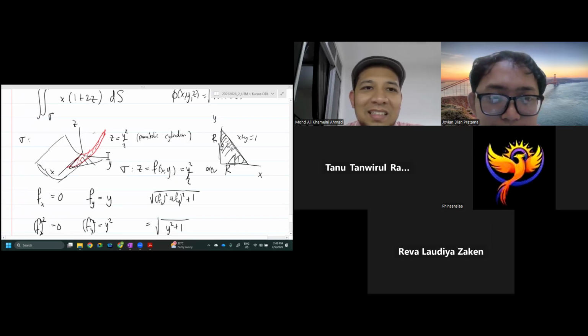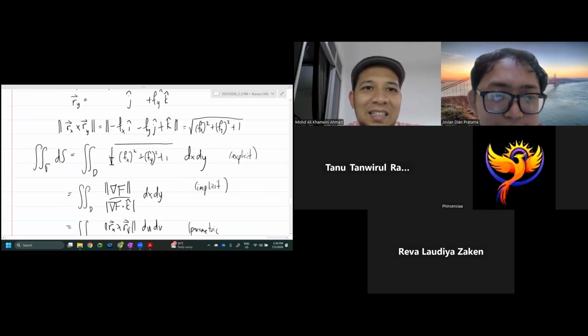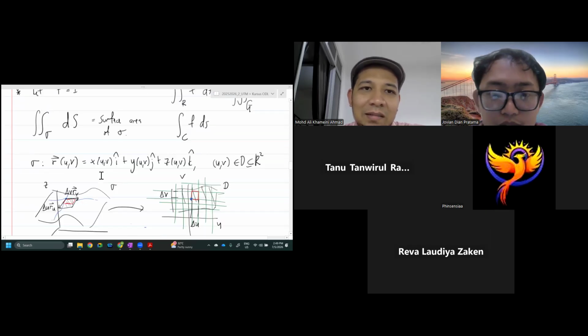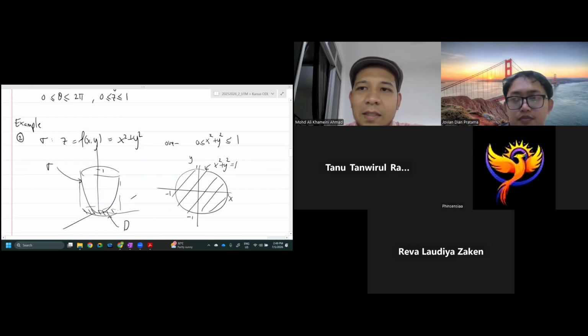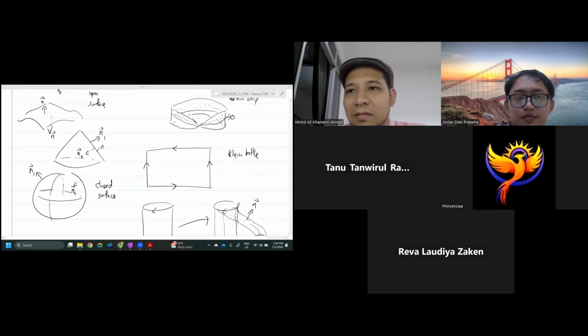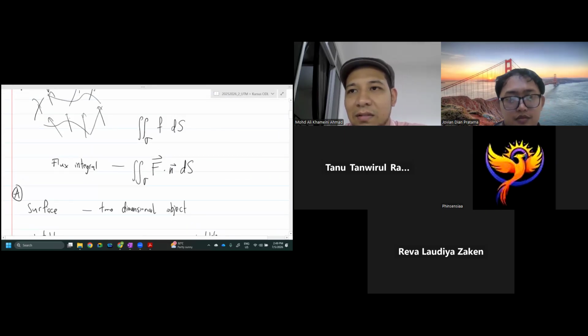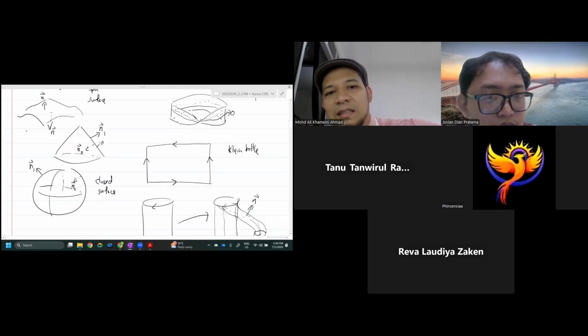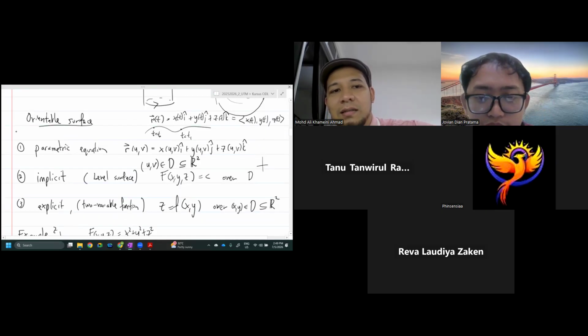The last part should be surface integral over vector field. So let me just talk about the scalar surface integral over a vector field. As I mentioned, it is a flux integral. This is a flux integral here.